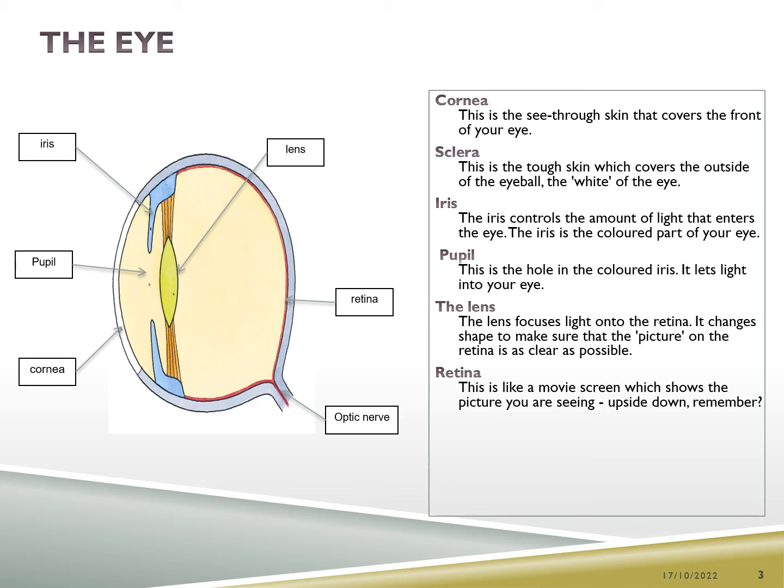The retina at the back of the eye is like a movie screen which shows the picture you're looking at, however it's upside down. The optic nerve sends electrical messages from the retina to the brain, and the job of the brain is to change the picture that we're looking at in the correct way.